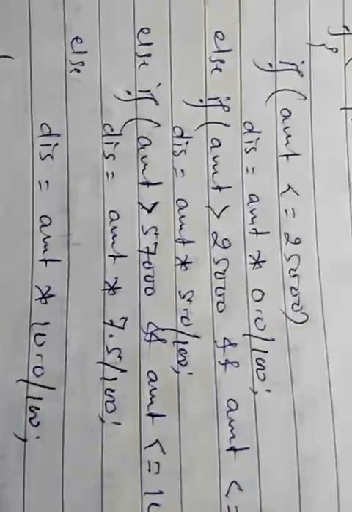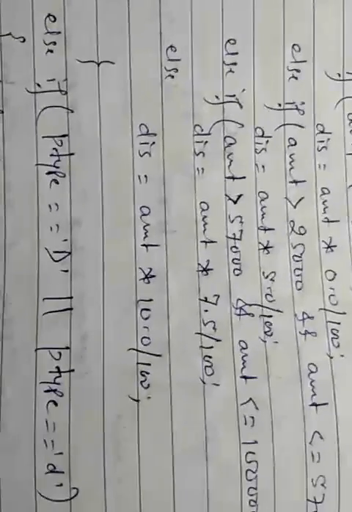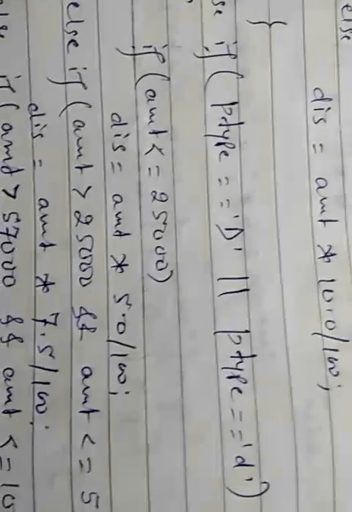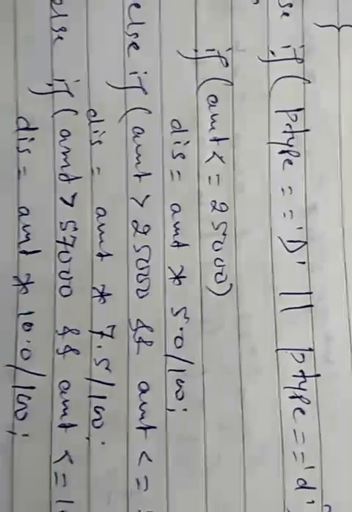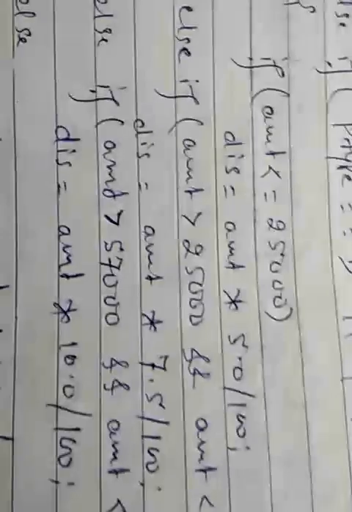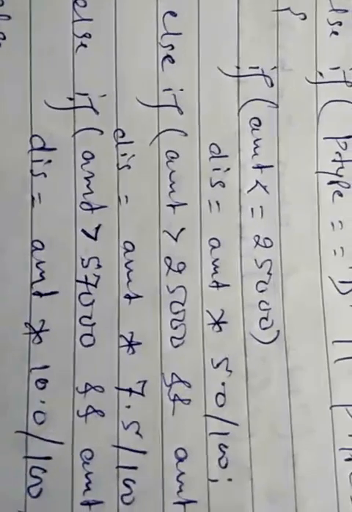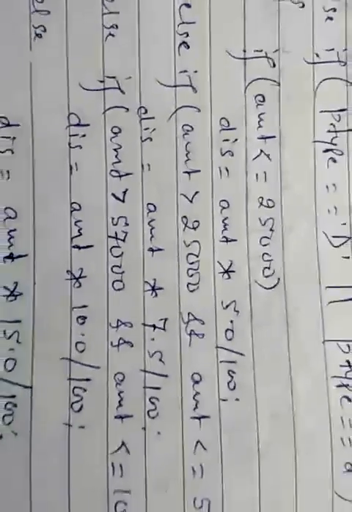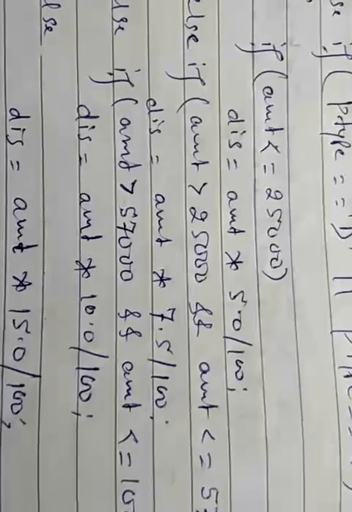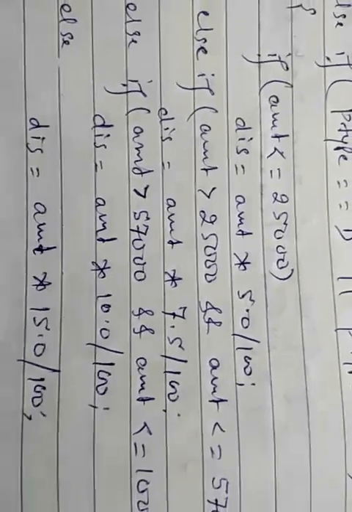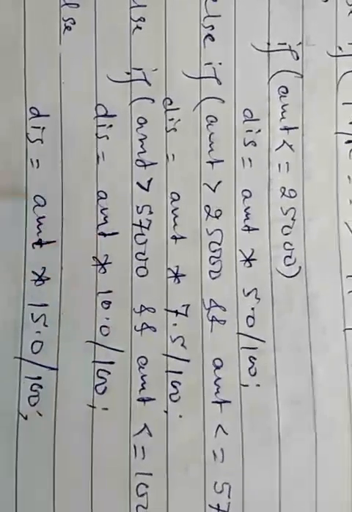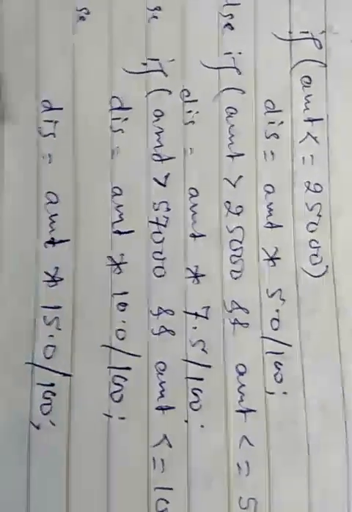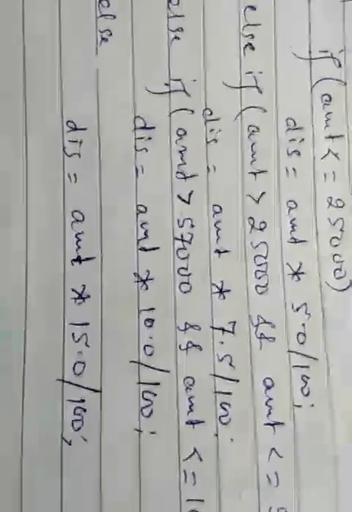So these are the four conditions of laptop, and on the same purchase amounts these are the conditions of desktop. So if the purchase type equals desktop, and if the amount is less than or equal to 25,000, the discount will be 5%, or if the amount is greater than 25,000 and less than or equal to 57,000, this will be 7.5%, or greater than 57,000 and less than or equal to 1 lakh, the discount will be 10%, otherwise the discount will be 15%.